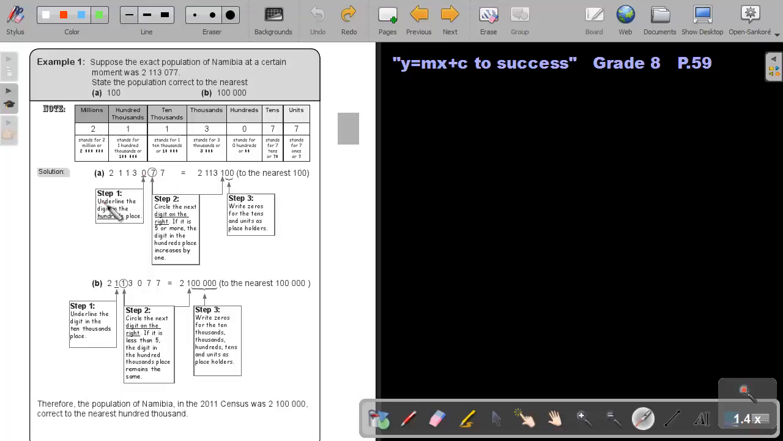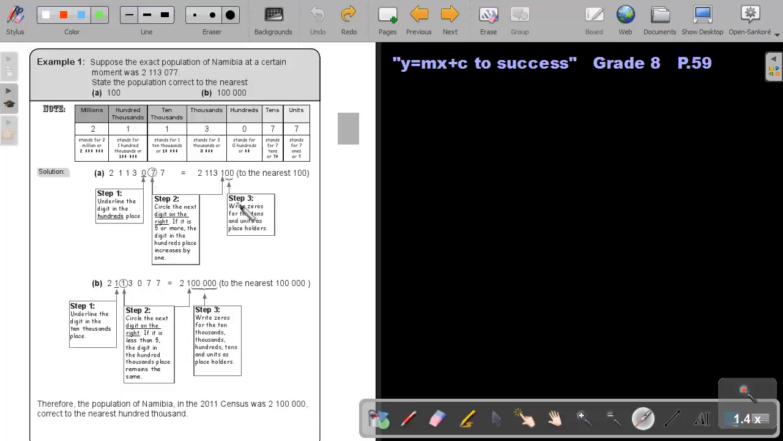So step 1, underline the digit in the hundreds place, that one. Step 2, circle the next digit on the right. So on the right, that digit. If it is 5 or more, the digit in the hundreds place, increase by 1. So if it's 0 and it becomes 1 more, it will become 1.